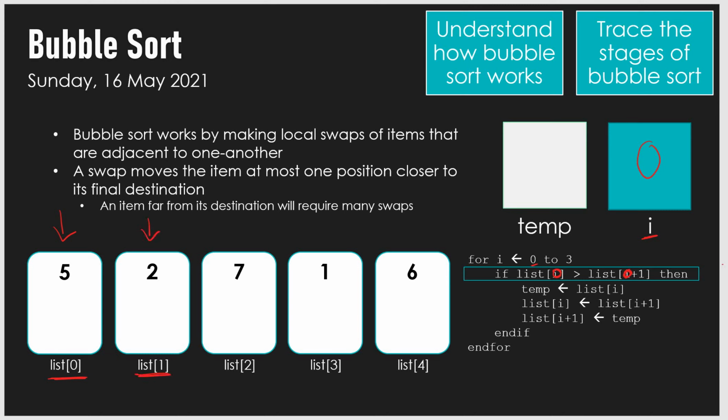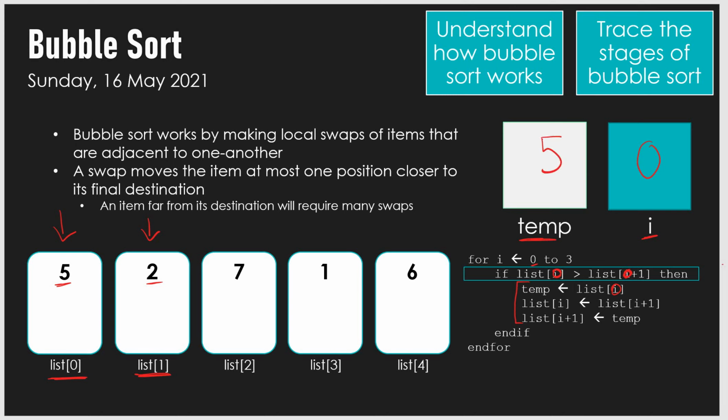So now the algorithm is checking if 5 is greater than 2. That is a true statement because this value here is greater than this value here. And because that is true, we're going to execute these lines of code. Now temp, this variable here, is going to be assigned list[i], so list[0]. So we're going to take the 5 and bring it over to temp.